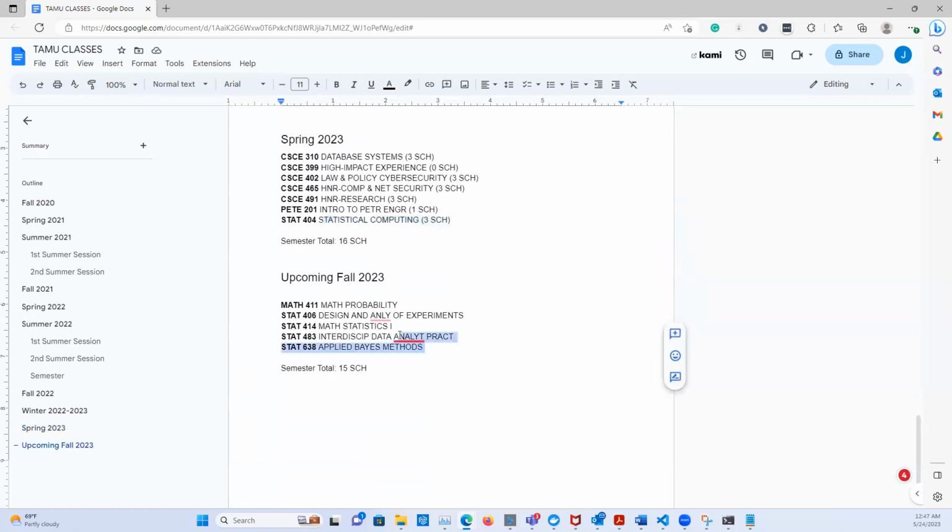And next, I'll be taking the other STAT courses I need. I've completed all my computer science courses. So I'll be taking Math 411 and STAT 414, which are the math probability classes here at Texas A&M. They're basically the same class. I'm taking both of them to finish the math minor and finish the statistics degree.